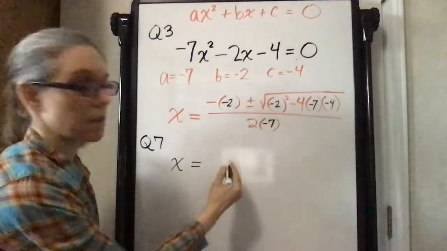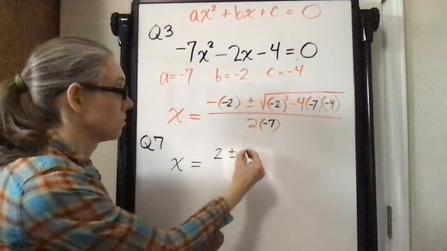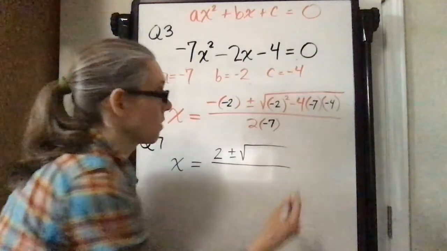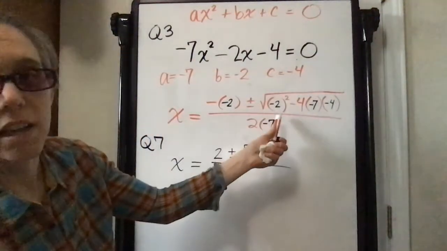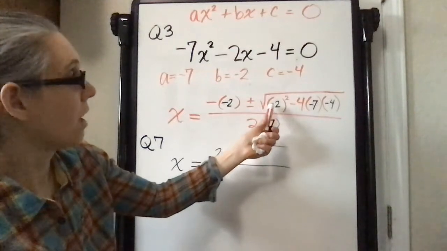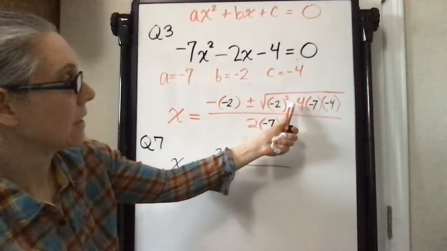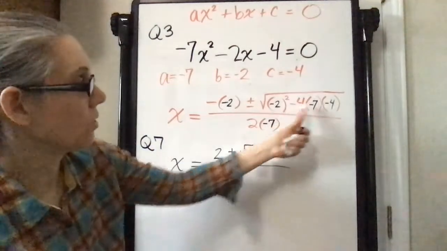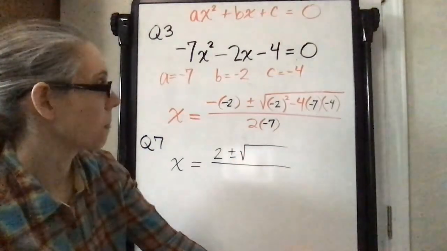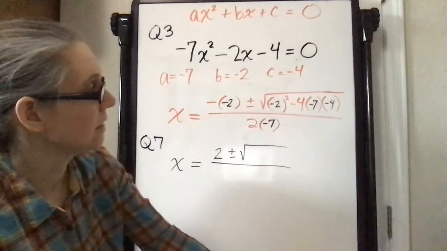Negative negative 2 becomes positive 2. The square root here, negative 2 squared is 4. And then we have 4 minus, oh, this is going to be a negative right here. Okay, so 4 times 4 is 16.